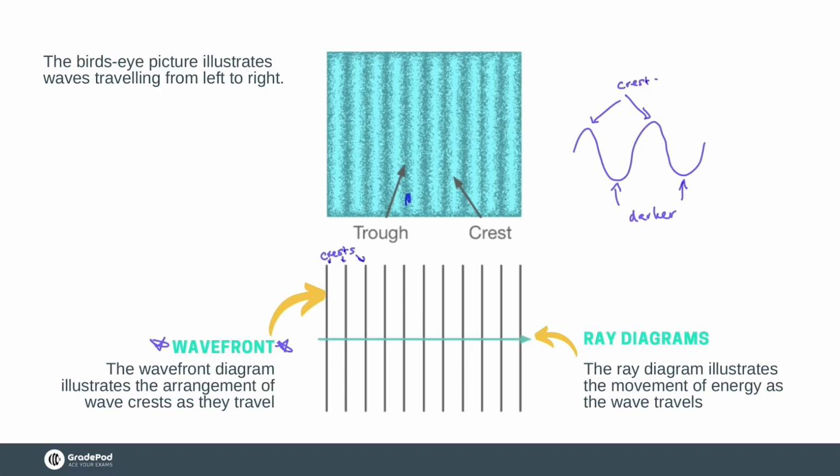And the wavefront diagram can be quite useful when you are looking at refraction. Conversely, you may see something called a ray diagram. And a ray diagram illustrates the movement of the energy as the wave travels. So instead of drawing all the wavefronts, because let's be honest, that's a lot of work, we just draw one line with an arrow on the end that shows the direction of the energy travel. And again, this will become more clear when we look at reflection diagrams, refraction diagrams. But for the meantime, let's just be aware that you can represent waves using a wavefront diagram or a ray diagram.